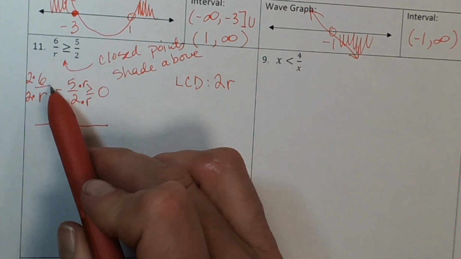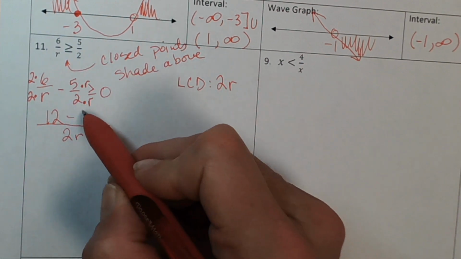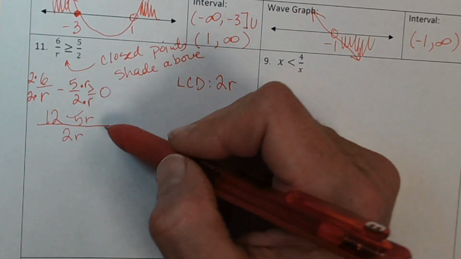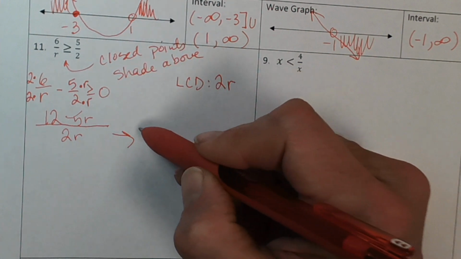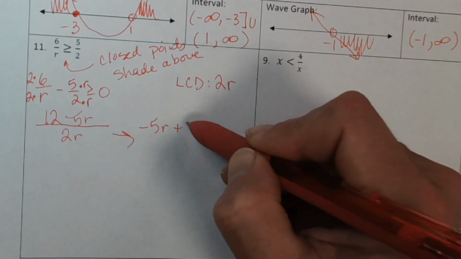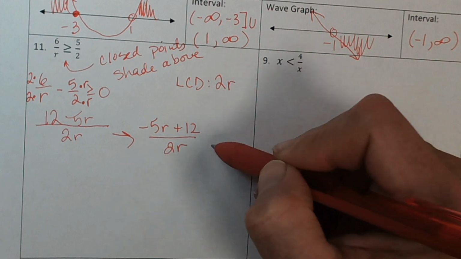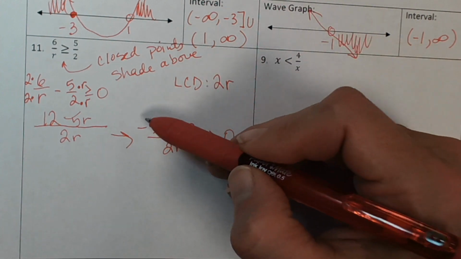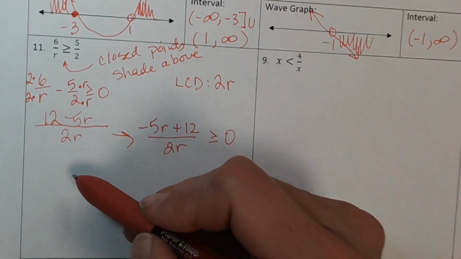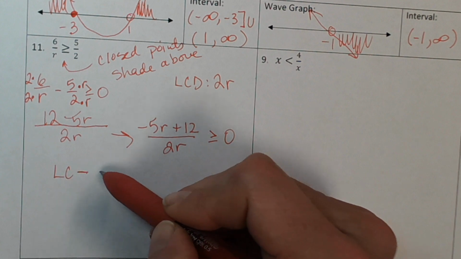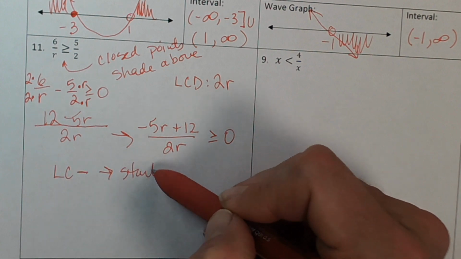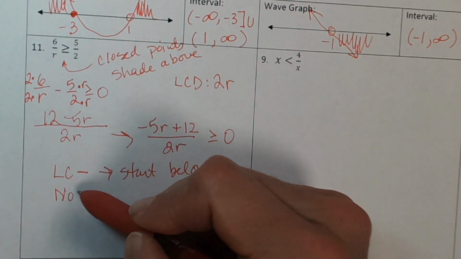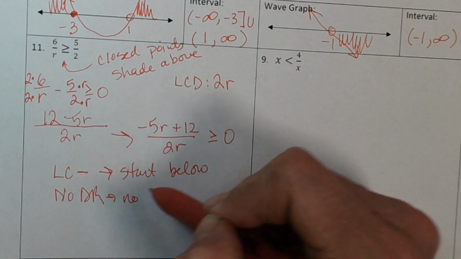I have 2 times 6 is 12 minus 5r. Now, we typically write things in order with the variable in the front. So I'm going to go ahead and do that because it would mess up our wave if we weren't thinking about it like that. Okay, and then again, this is greater than or equal to 0. All right, now we look right here at our leading coefficient. Our leading coefficient is negative, so we're going to start below. Again, no double roots, so no bouncing.